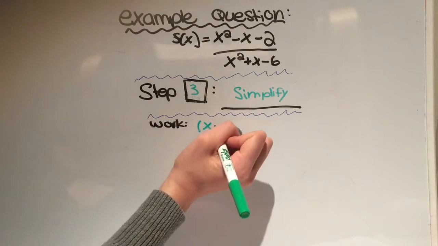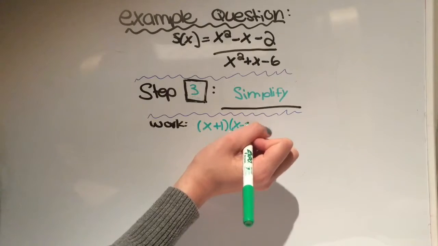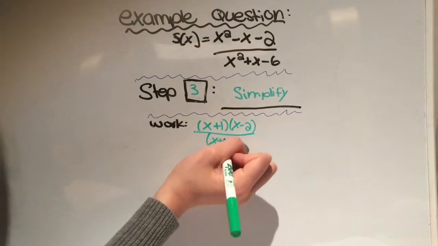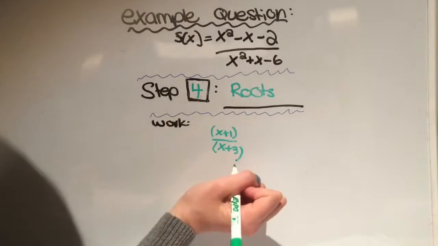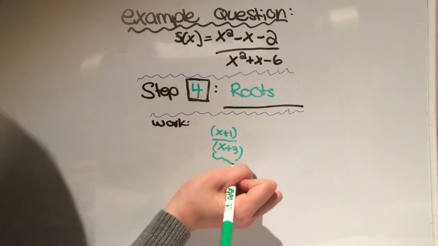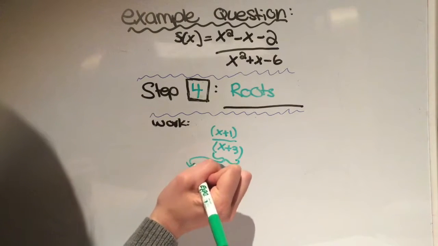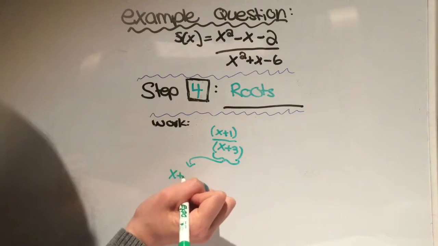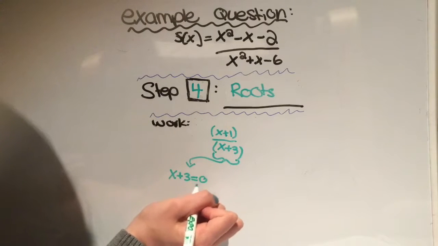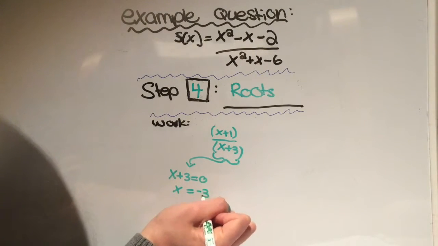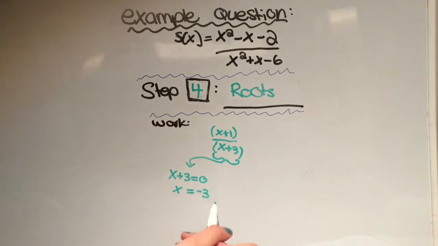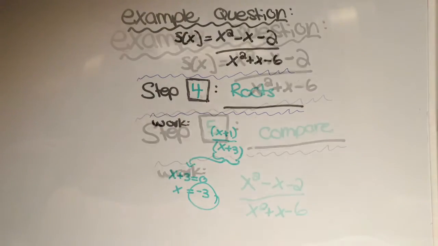For the third step, simplify the equation by crossing out any common factors. So in this case, you will be left with x plus 1 over x plus 3. For the fourth step, find the roots. The roots are only from the denominator and not the numerator. In this case, the vertical asymptote is -3. Find this by making the denominator equal to 0.